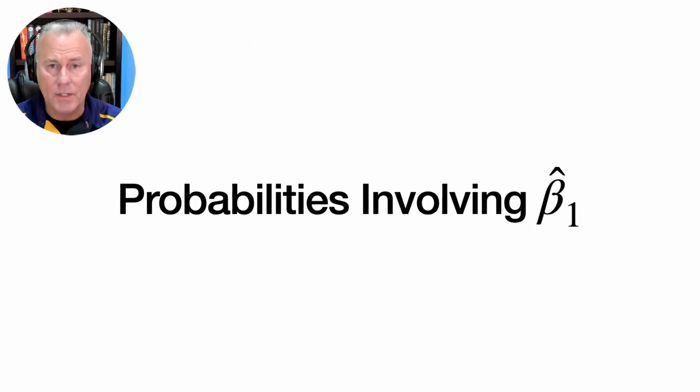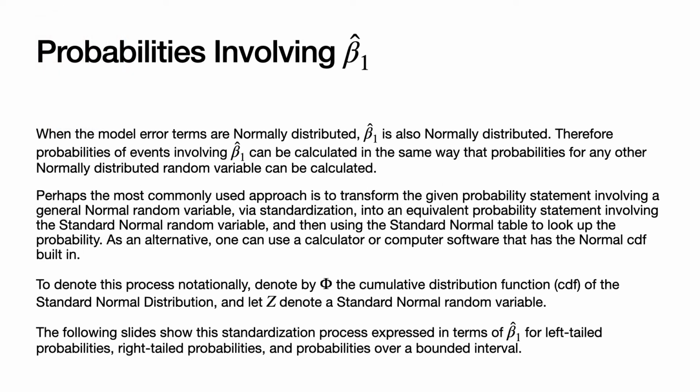Next, let's look at the process of finding probabilities of events involving beta 1 hat. When the model error terms are normally distributed, beta 1 hat is also normally distributed. Therefore, probabilities of events involving beta 1 hat can be calculated in the same way that probabilities for any other normally distributed random variable can be calculated.